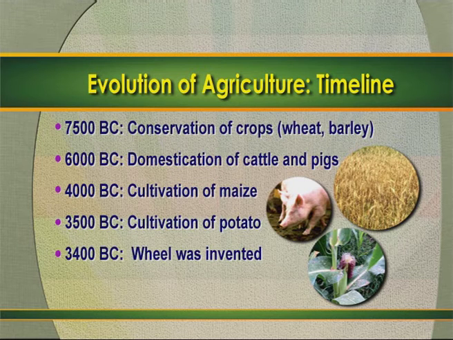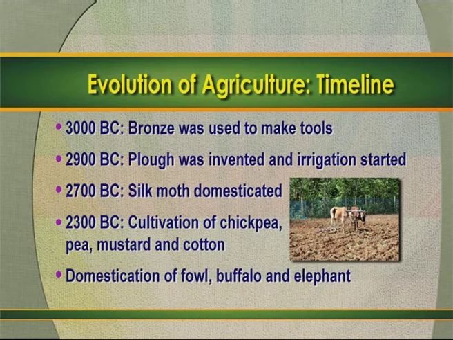Domestication of cattle and pigs started in 6000 BC. The cultivation of maize started in 4000 BC. The cultivation of potato started in 3500 BC. The wheel was invented during 3400 BC. Bronze was used to make tools in 3000 BC. The plough was first invented and irrigation started in 2900 BC. The silk moth was domesticated during 2700 BC.